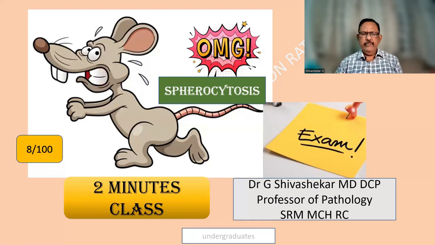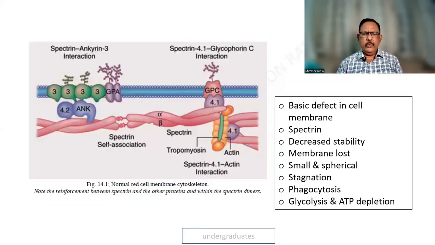Class number 8, and it is spherocytosis. Spherocytosis can come as an essay question also. Basically, it is a defect in the red cell membrane.